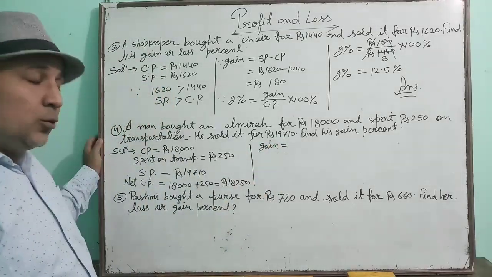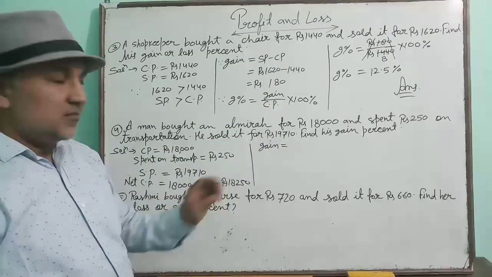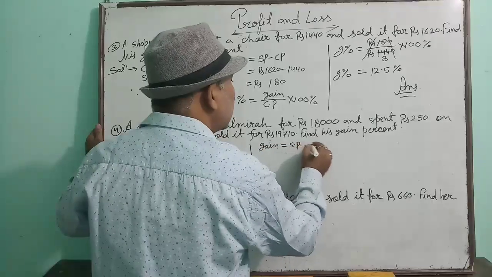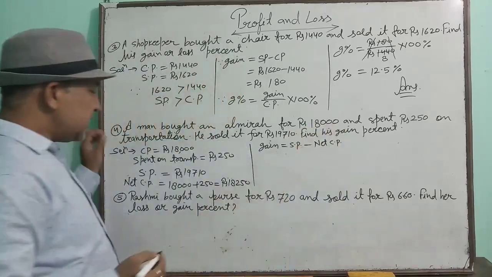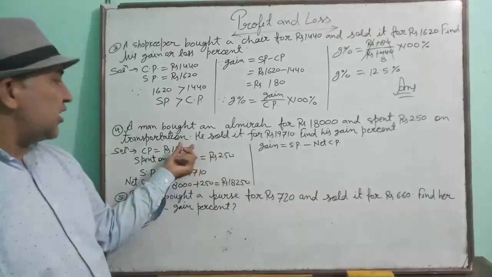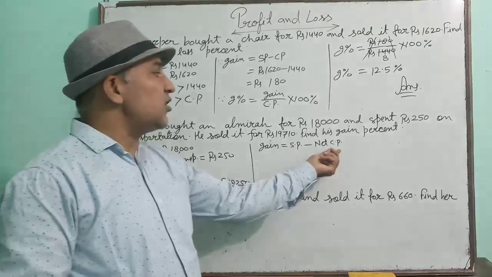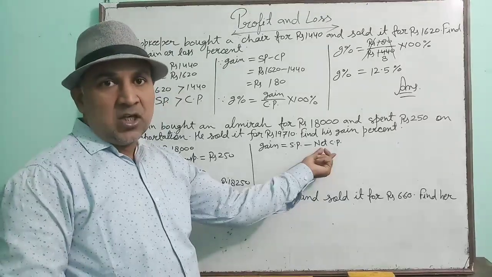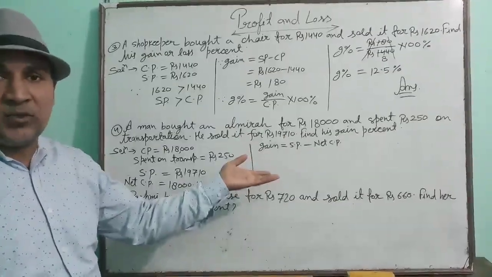Now again, we know that gain is equal to selling price minus cost price. But in this case, we will write the net cost price, because with the cost price, something more is spent. So actually, now the cost price has been changed. That will be called the net cost price. So always put the value of net cost price in the formula.